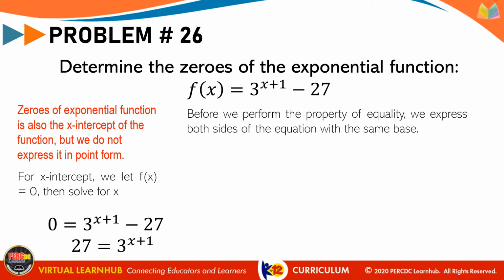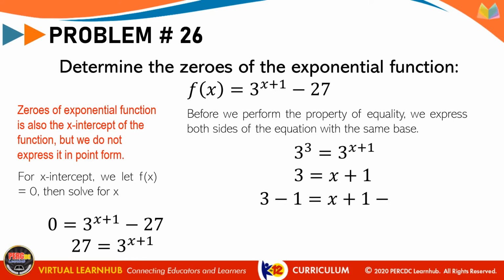Before we apply the property of equality, we must express both sides of the equation with the same base, and we know that 27 is equal to 3 cubed. That gives us 3 cubed equals 3 raised to x plus 1. By property of equality, 3 is equal to x plus 1. We subtract 1 from both sides, giving us 2 is equal to x, or x is equal to positive 2.